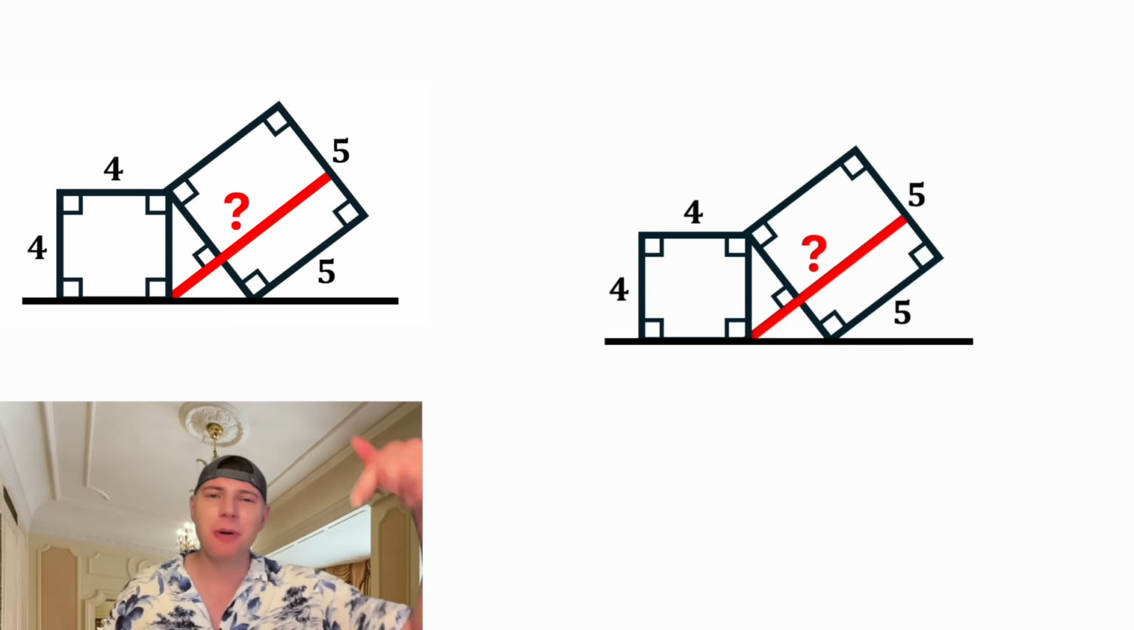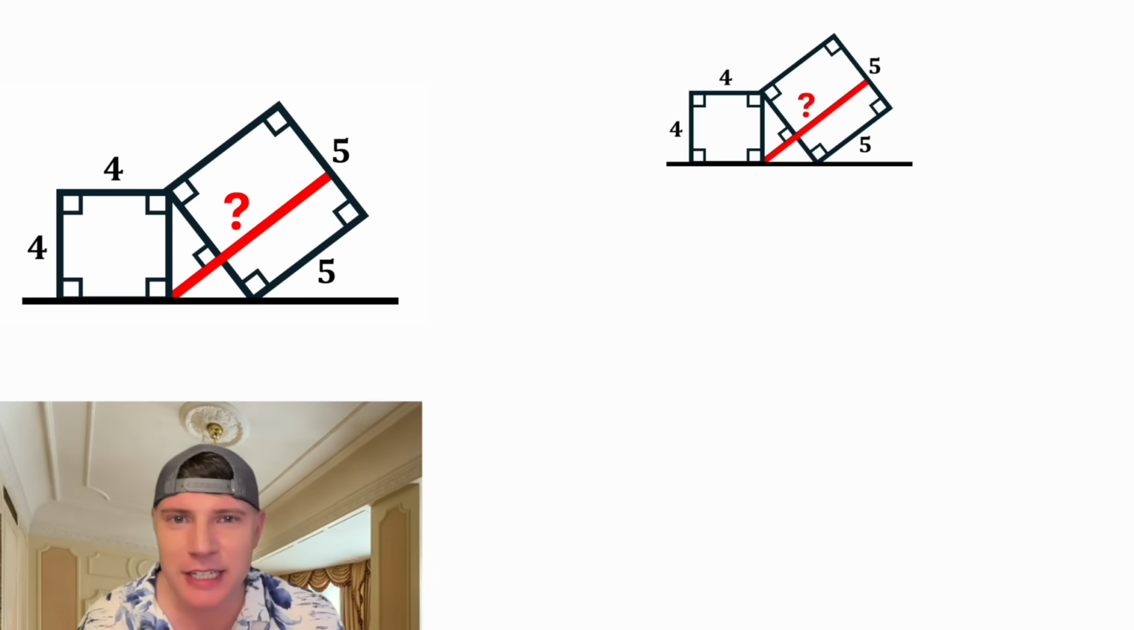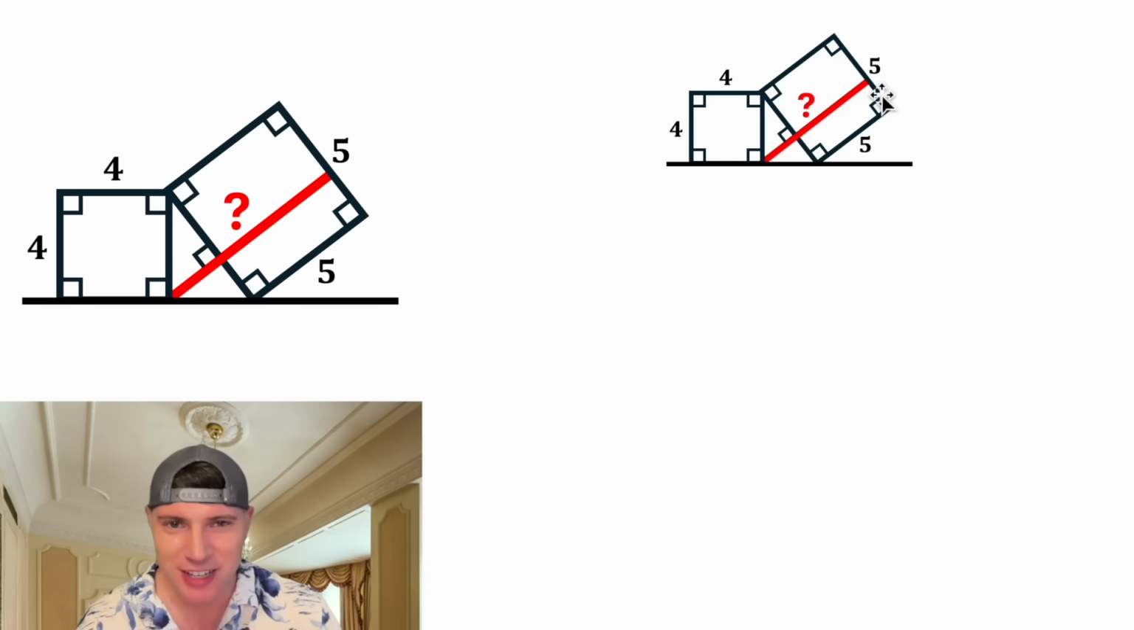If you want to try it on your own, pause it right now because I'm going to solve it in 3, 2, 1. First, I want to break this into two parts. This portion of the red segment is very easy to get. It's equal to the same thing as this side length 5. So really the problem is all about finding this portion of the segment.